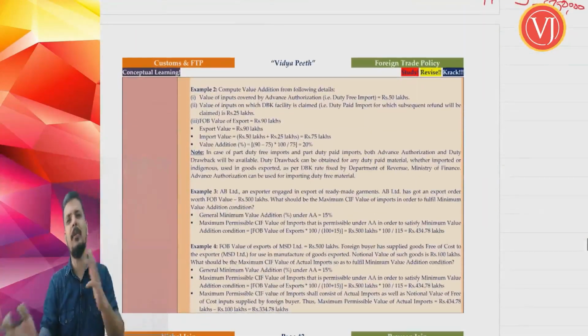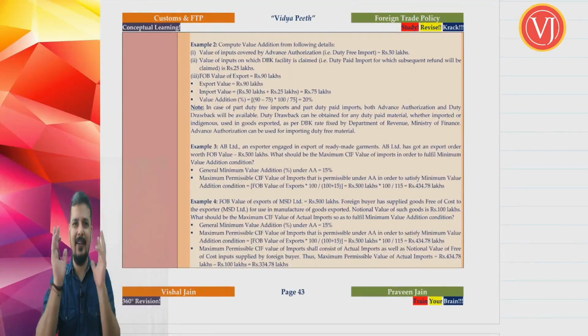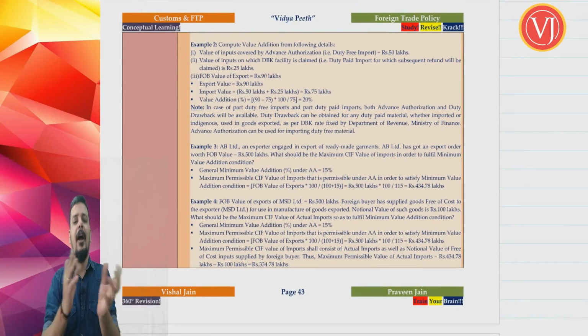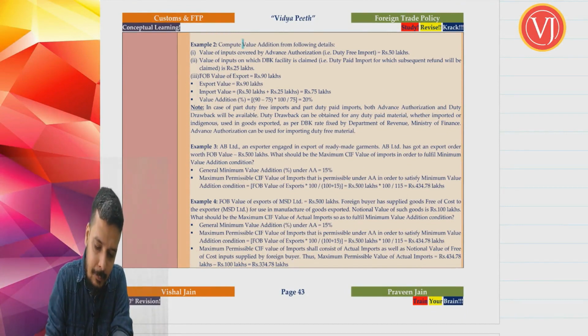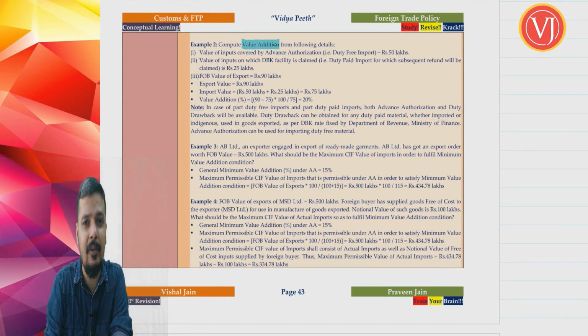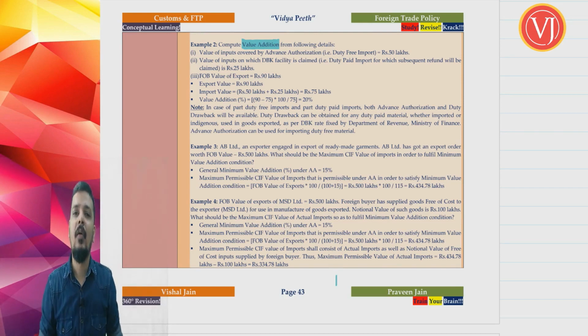At times you have to do some mathematical plus and minus to get the answer. That's it. That's nothing special. You have to just understand the concept. Now compute the validation. Now they are not talking about export value. They are talking about validation, whether you have achieved the validation or not. In the previous question they have asked what is the minimum FOB value that is required. Now they are asking to compute the validation.